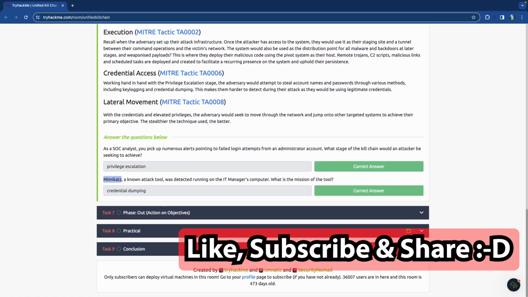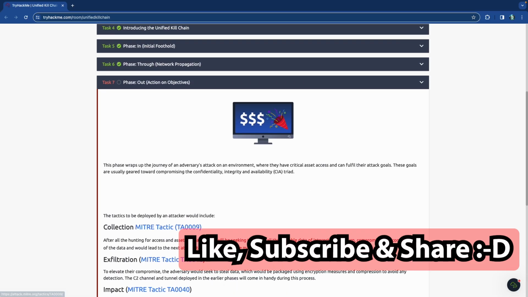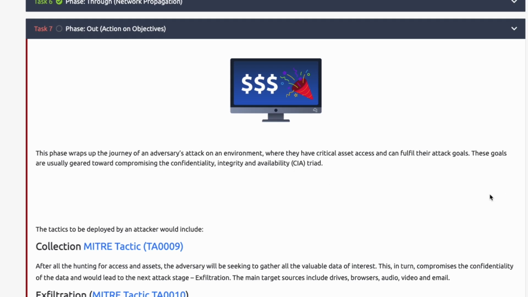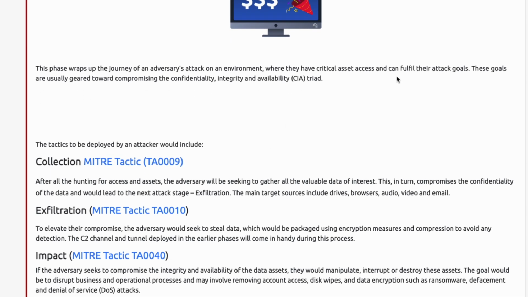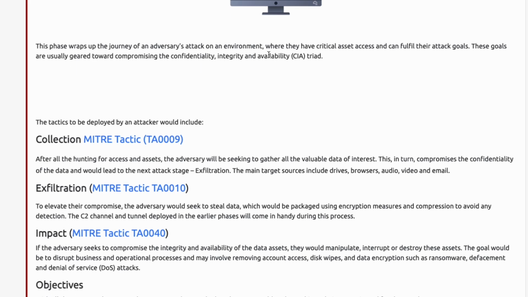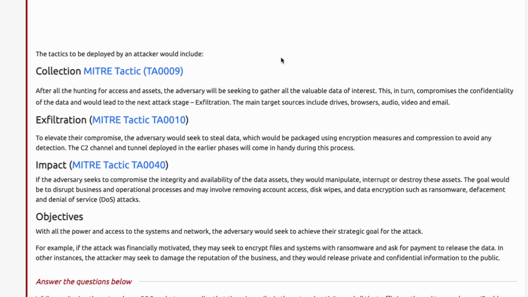Now you want to get out of the system, and this is the last phase of the UKC. This phase wraps up the journey of an adversary's attack on an environment. They have critical access, they've fulfilled their attacks and goals, and it's usually geared towards compromising the confidentiality, integrity, and availability triad, CIA.